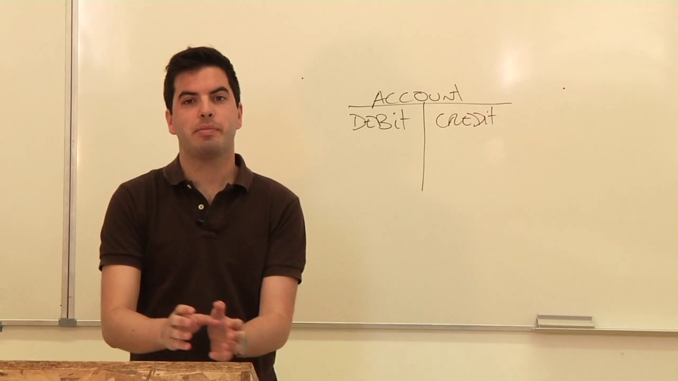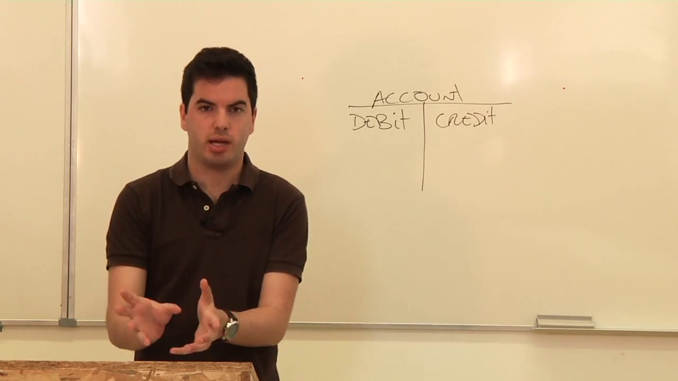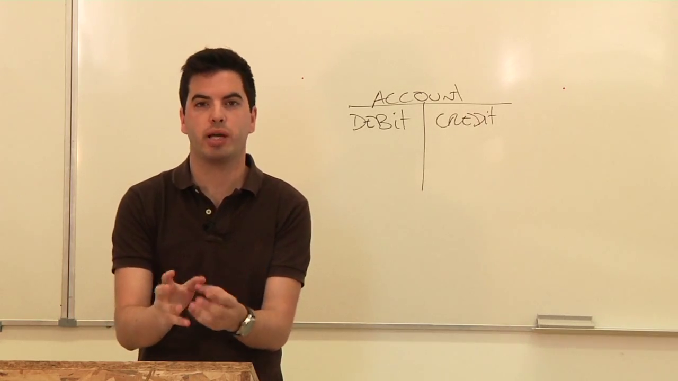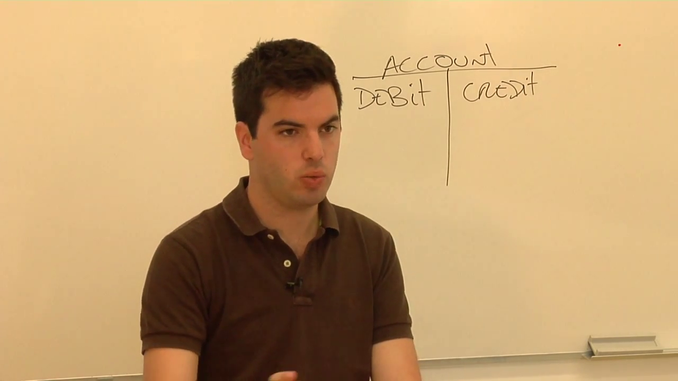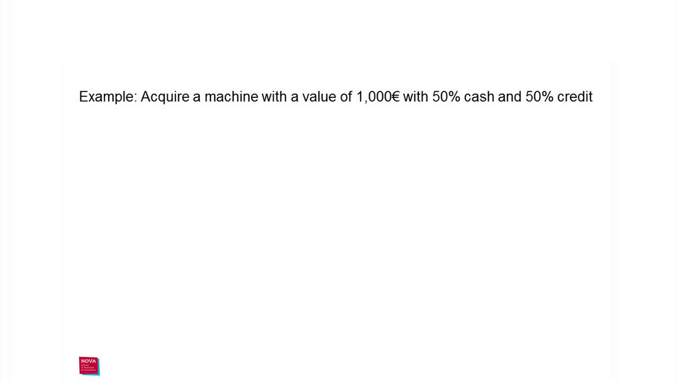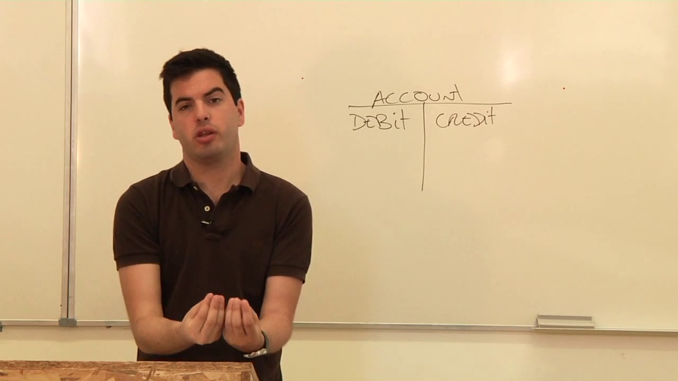Now let's look at the same acquisition but with a different payment type. This will imply a more complex registry. Instead of acquiring this machine with only cash, let's imagine you acquired the same machine with 50% cash and 50% will be paid in one semester. This will be registered in a different way.